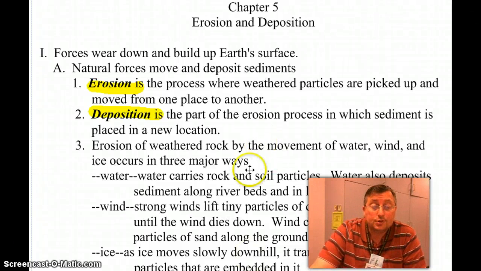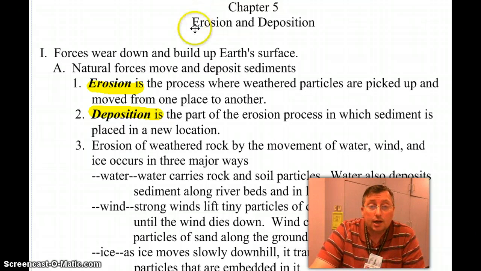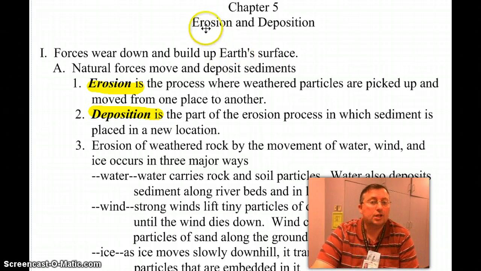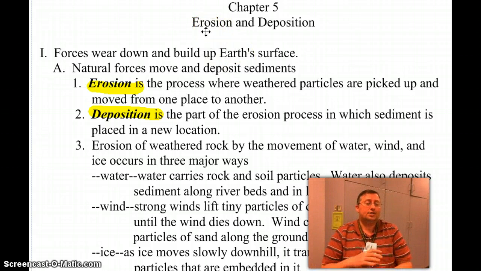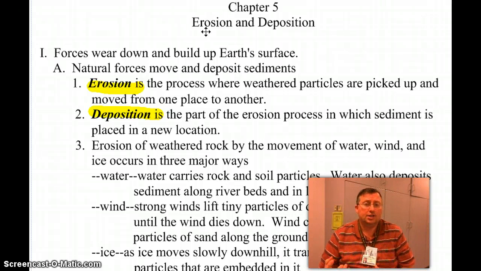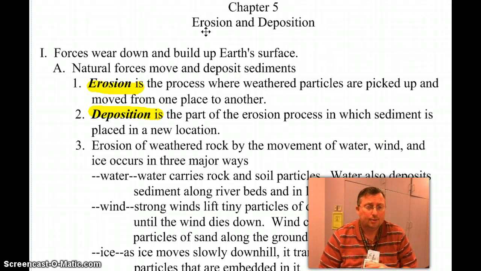All right, Chapter 5. We're starting it up this week. Should be pretty exciting. I know last time, dirt formation, kind of blah. But this one deals with a lot of the cool stuff about how all this stuff gets moved around, the erosion and the deposition, basically the moving and the dropping off of all the materials.